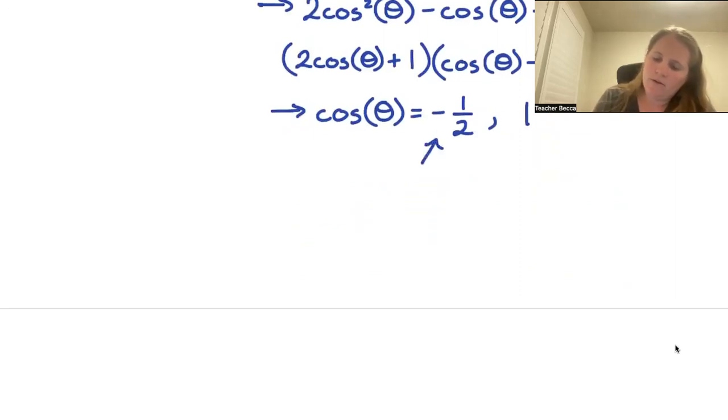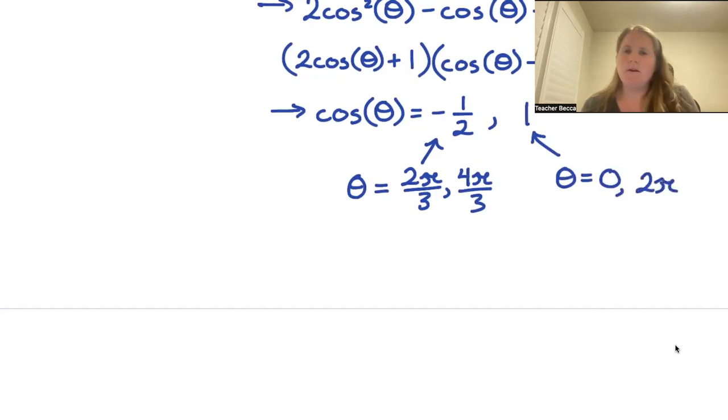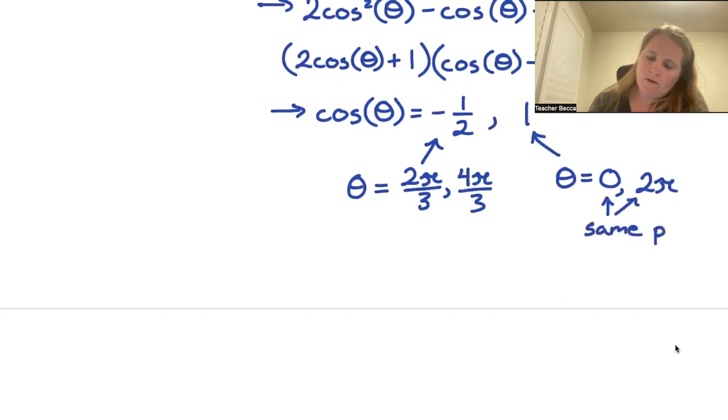Cosine of theta equaling negative 1/2 corresponds to theta equaling 2 pi over 3 or 4 pi over 3 for our first time around the unit circle. Cosine theta equals 1 corresponds to theta equaling 0 or 2 pi. Okay, so it looks like we have 4 points, right? But of course, that 0 and 2 pi are the same point.